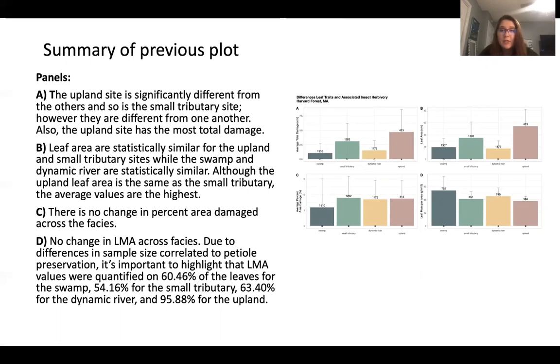In panel C, there is no change in percent area damage across the facies. And in panel D, there is no change in LMA across facies. Due to differences in sample size correlated to petiole preservation, it's important to highlight that LMA values were quantified on 60.46% of the leaves for the swamp, 54.16% for the small tributary, 63.4% for the dynamic river, and 95.88% for the upland.